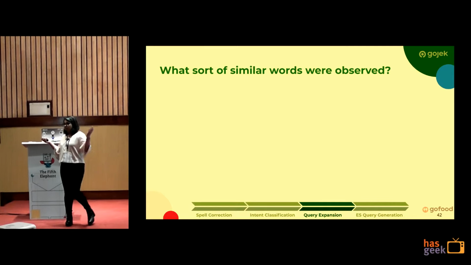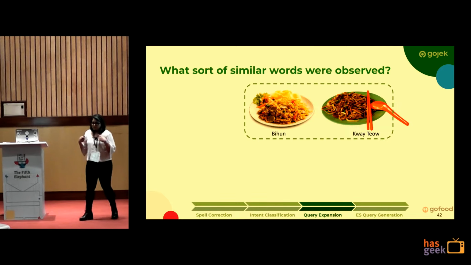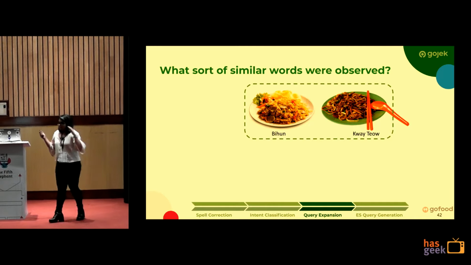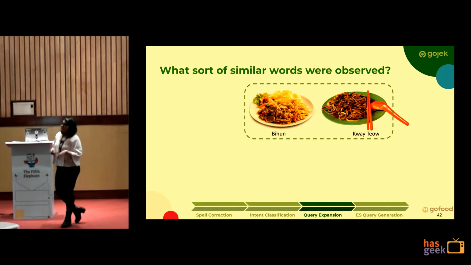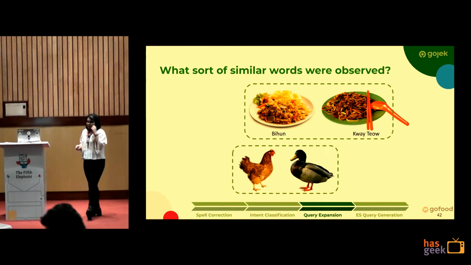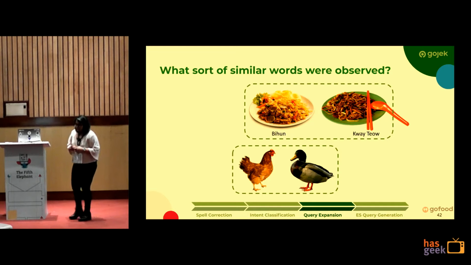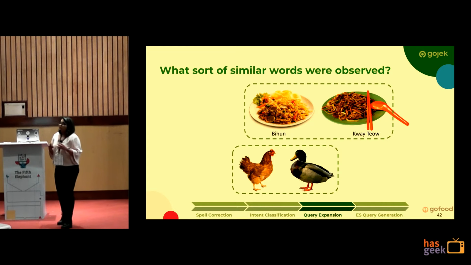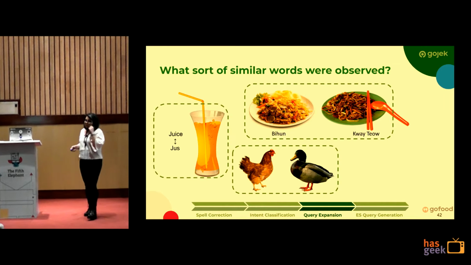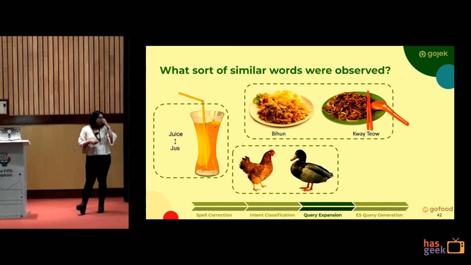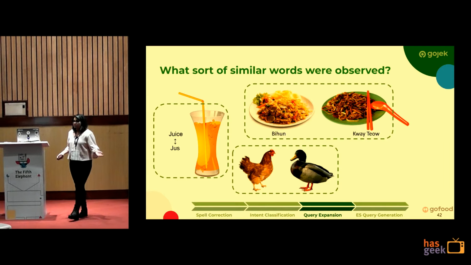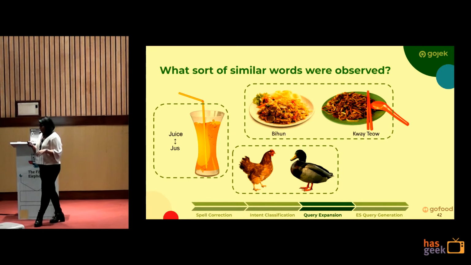So let's look at some examples of the words that we observed. Over here, we have 2 different types of noodles that are very common in Indonesia. If the search query was one, the expansion term was the other. So this was the kind of relationship that we wanted to establish. The other is chicken and duck. This kind of relationship we saw because a lot of Indonesian dishes use chicken and duck interchangeably. The third relationship that we found was juice and jus, which is the Indonesian word for juice. So this took into account the kind of translation relationships that we wanted to capture.